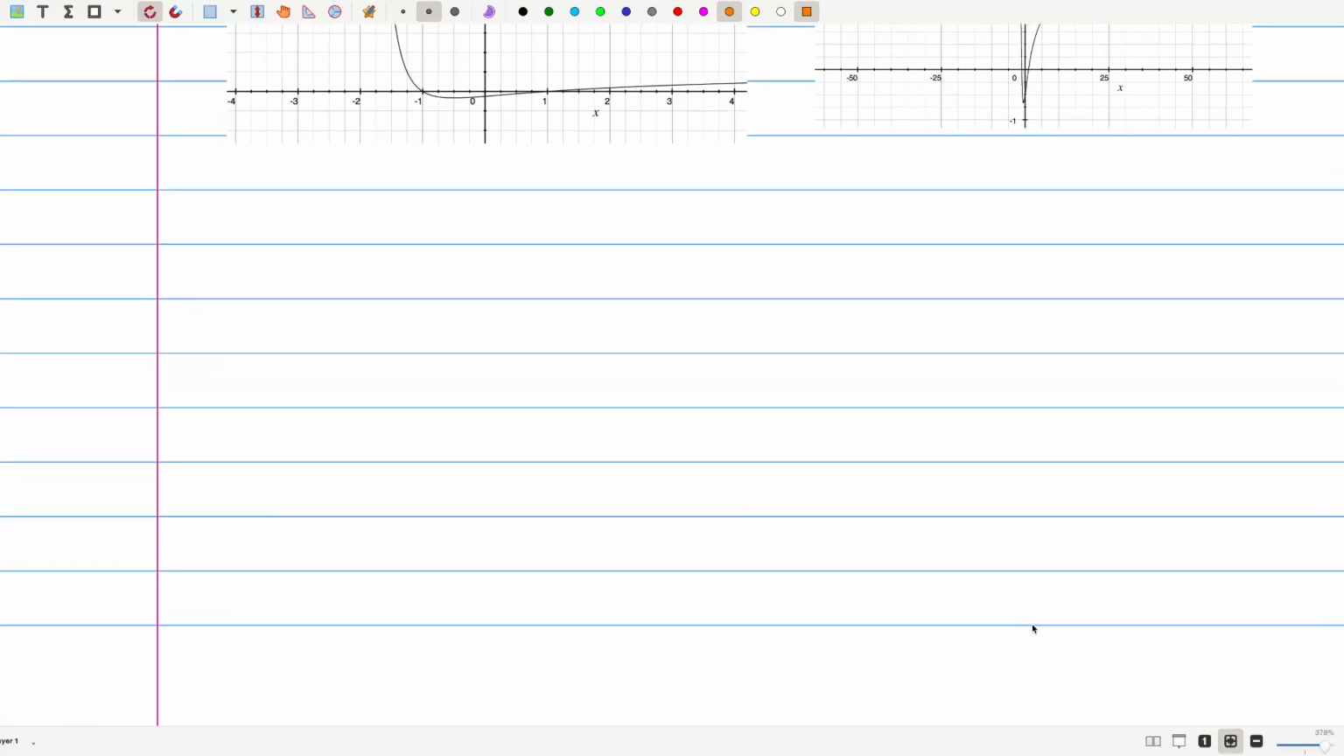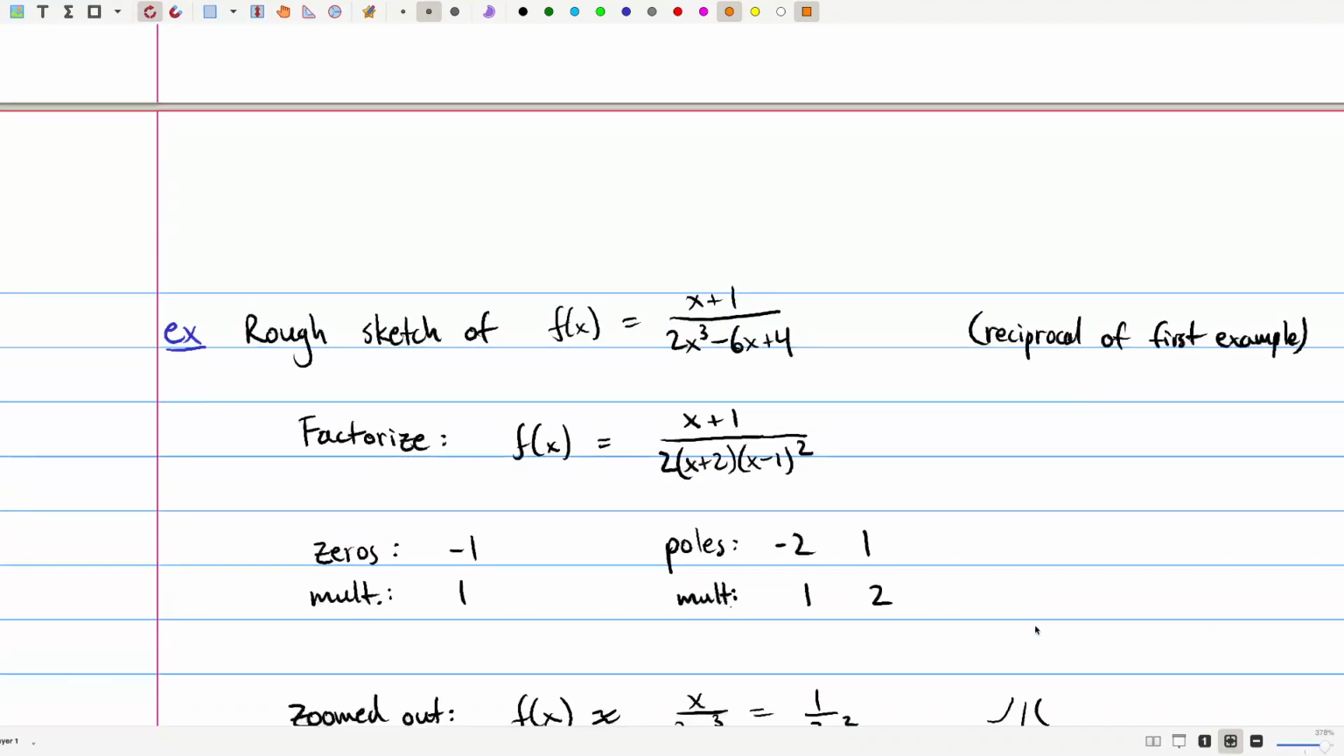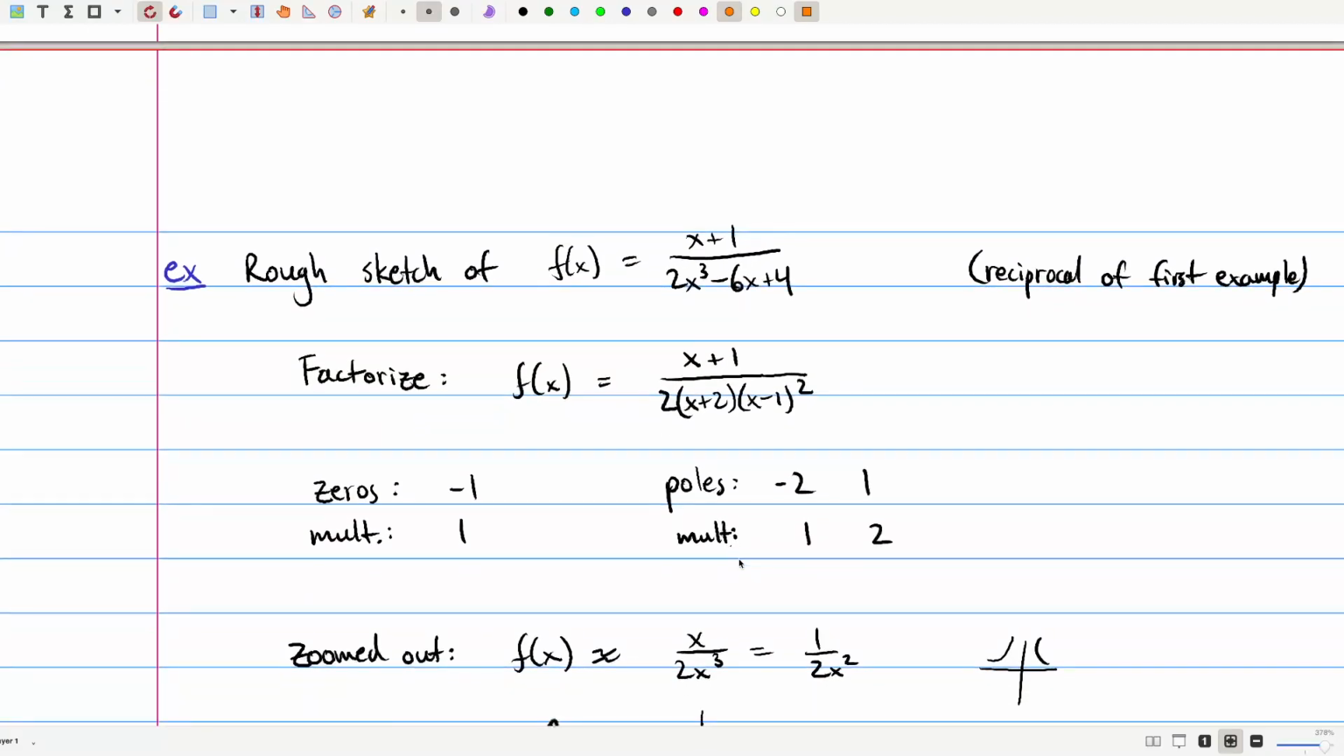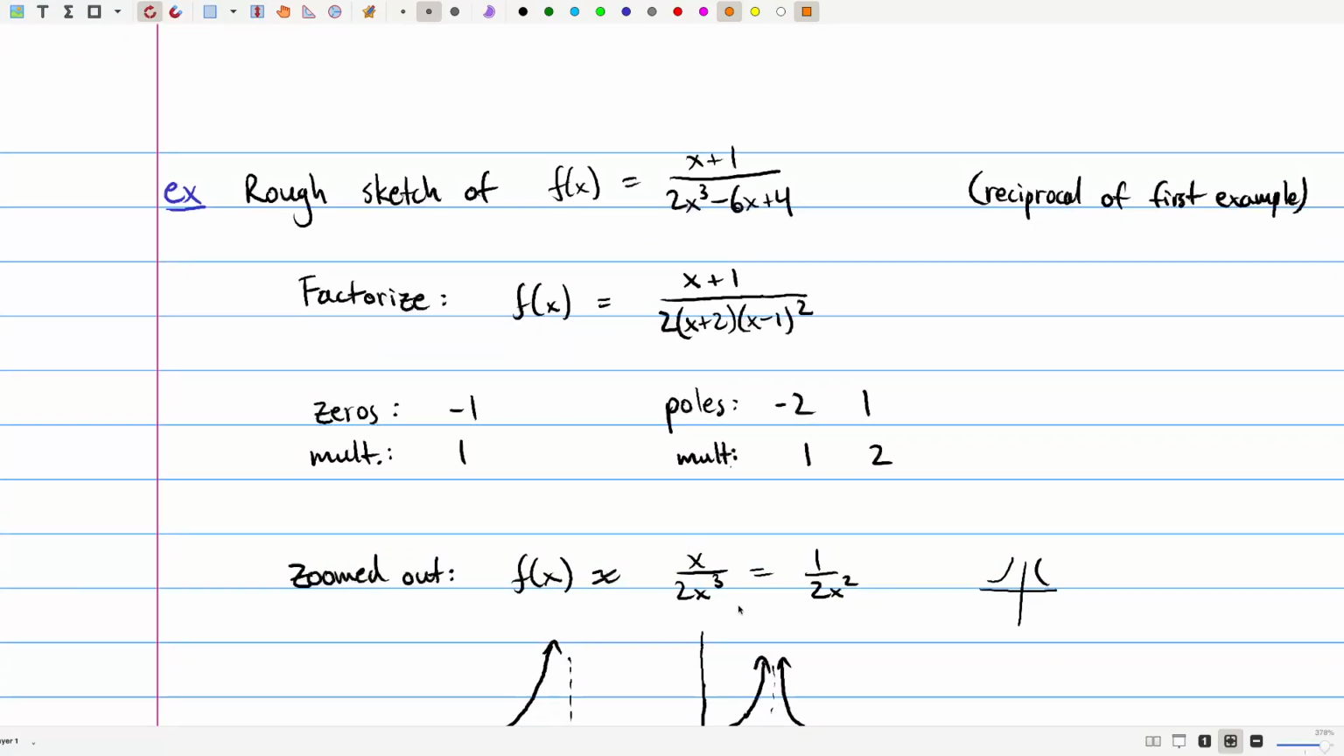Okay, let's look at the third example. The third example was the reciprocal of the first example. So factorization, we've already done it, but now it's just upside down. And we've already figured out all the poles and zeros, but they were called zeros and poles in the first example. Okay, so we've got our zeros and poles. And zoomed out, let's take the leading terms. We've got x and 2x cubed, and that gives us 1 over 2x squared as our approximation when we zoom way out. And 1 over x squared is roughly that.